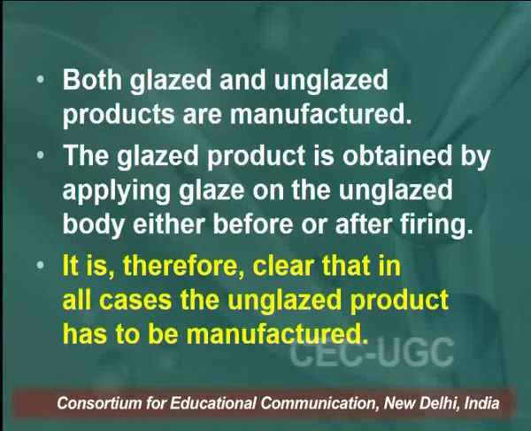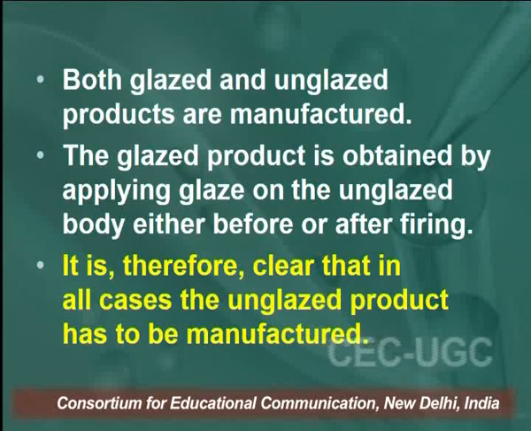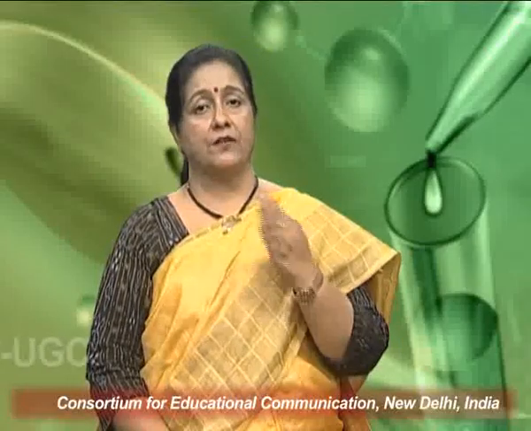Now let us talk about the manufacturing process of ceramics in brief. Both glazed and unglazed products are manufactured. The glazed product is obtained by applying glaze on the unglazed body either before or after firing. That means that in all cases the unglazed product has to be manufactured first and then glaze is applied.